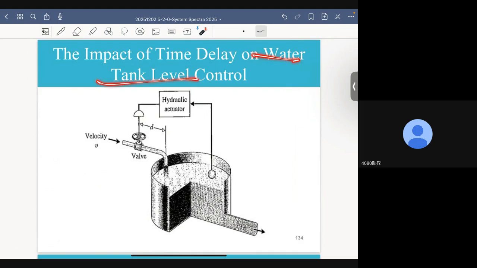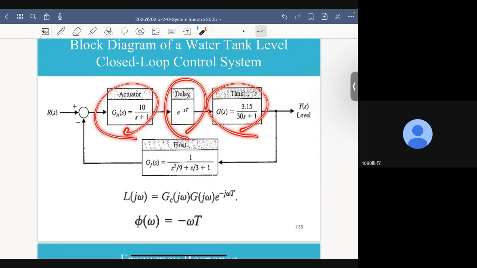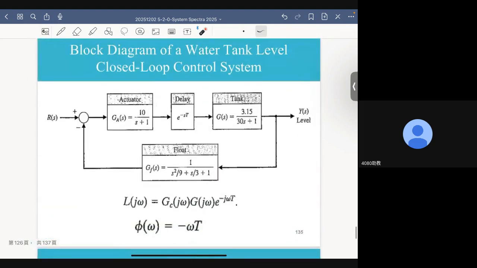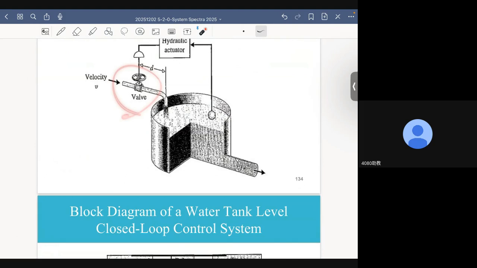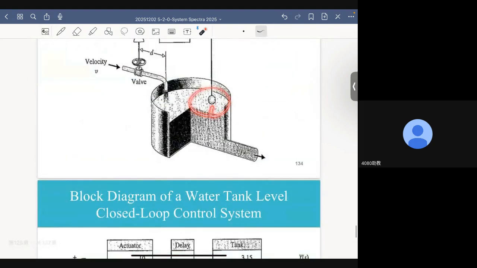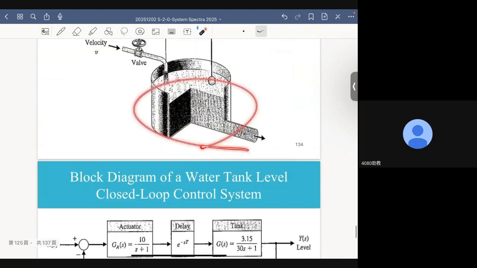Here, we have a water tank level control system. This is the block diagram for this system. This is the dynamics of the tank. This is the time delay. This is the dynamics of the actuator, a hydraulic actuator, which is used to control the openness of the valve. And here, I have a flow sensor, which helps me determine the height of the tank. That is this number H.